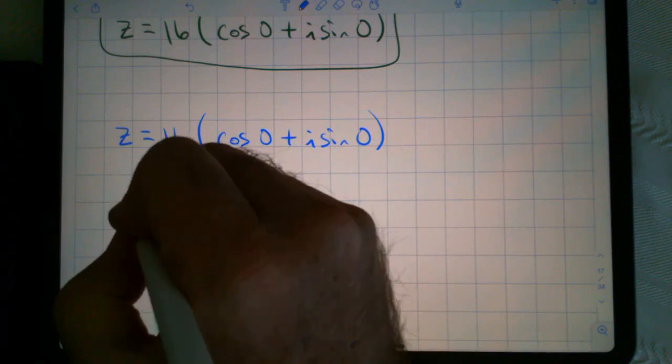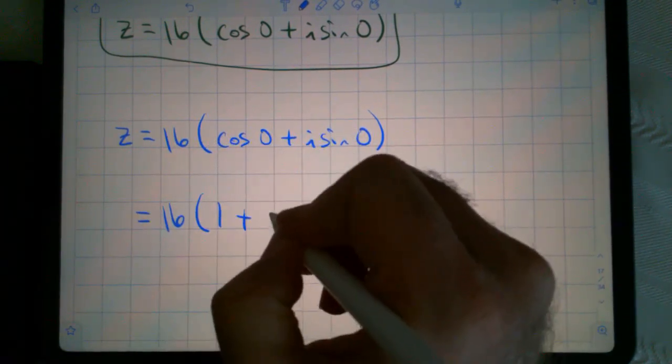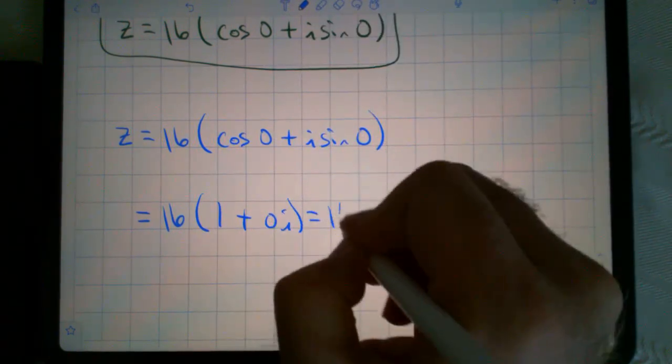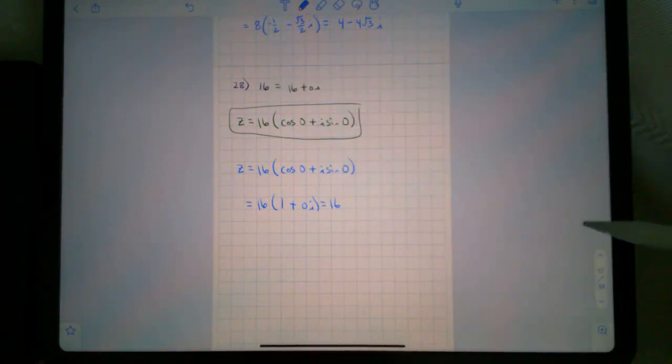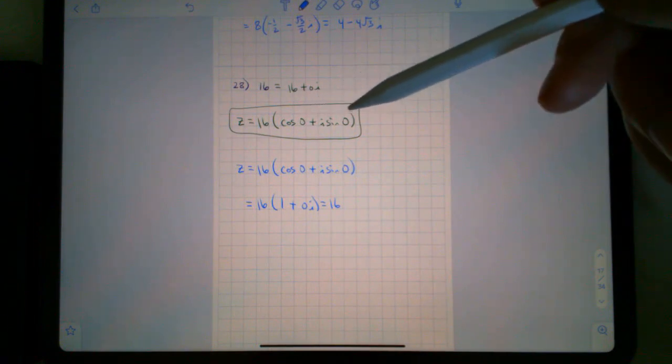And this works because cosine of 0 is 1 plus 0i gives me 16. And that's what I began with, 16. So 16 is the same thing as 16 times cosine 0 plus i sine 0.